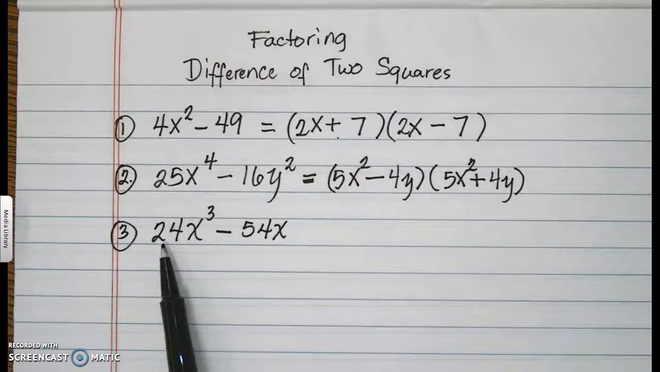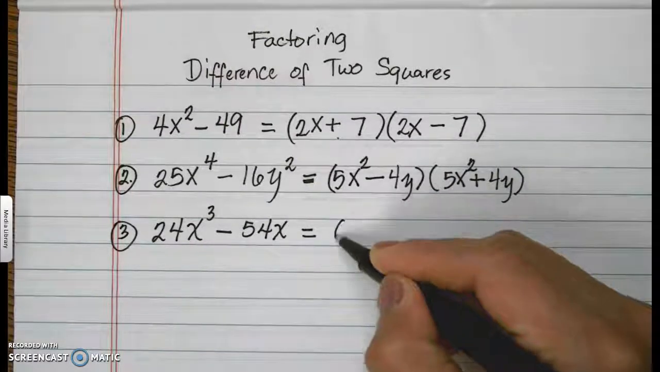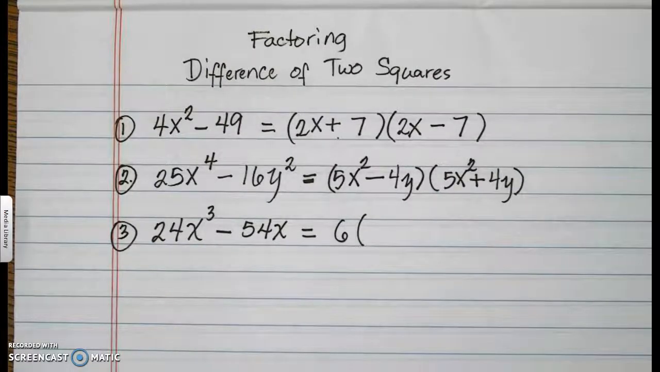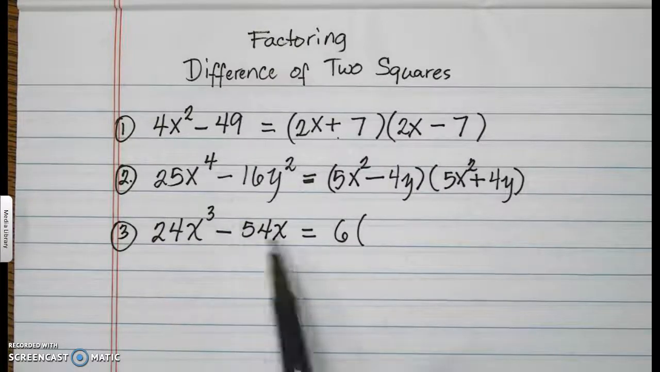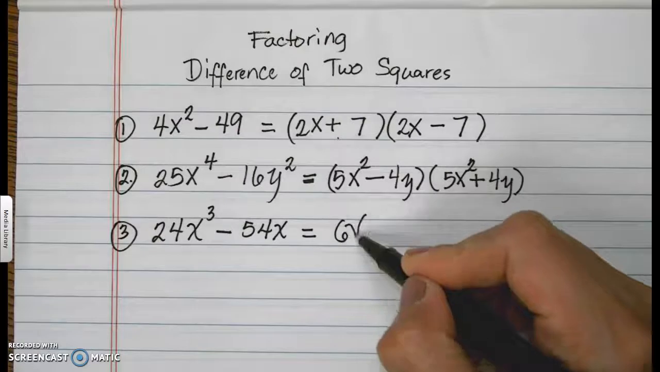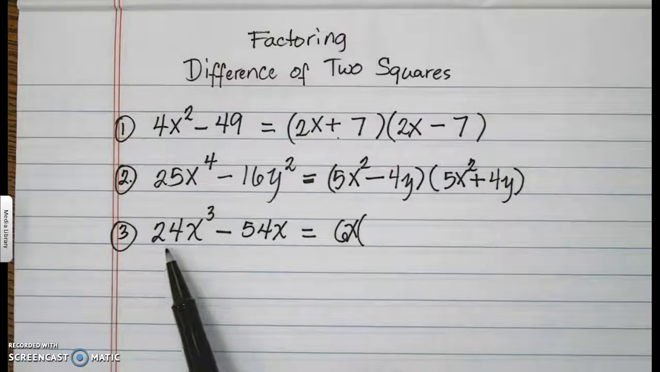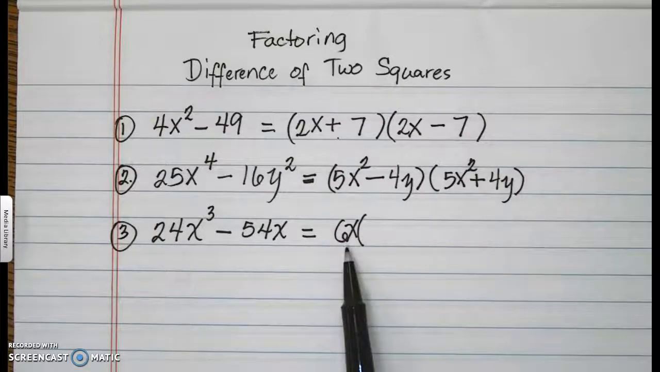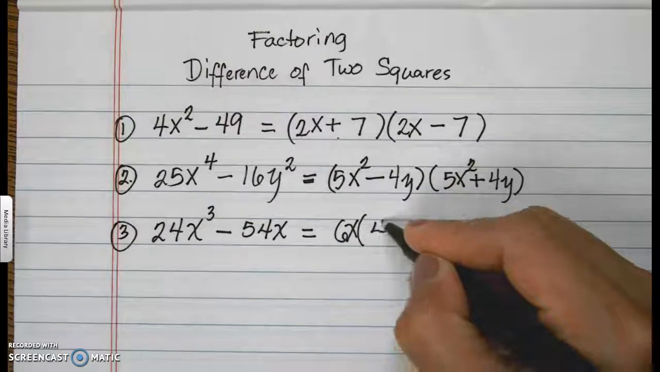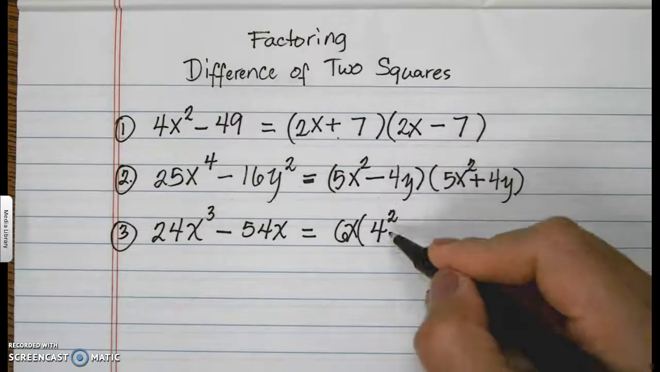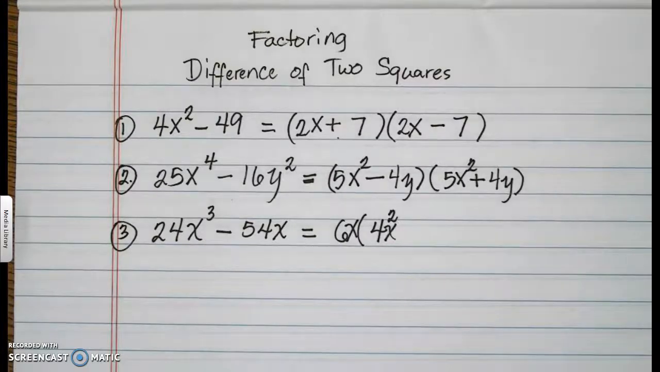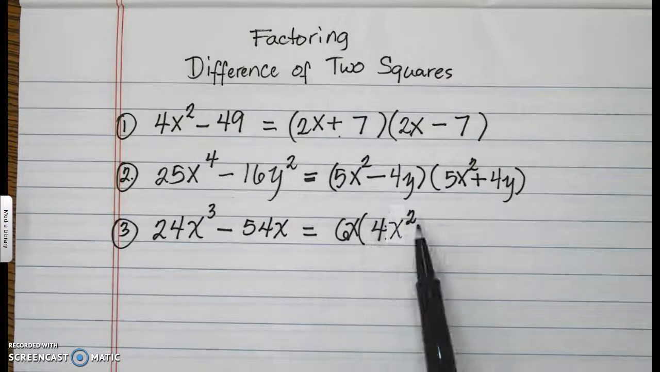I know that the greatest common factor of 24 and 54 is 6. So I can take out 6 right here. And between x to the third and x, the greatest common factor is x. So I'm taking out 6x on both sides. If I divide 24x to the third by 6x, it's going to give me 4x to the second power. I need to erase that. Okay, now it's fixed. 4x squared is what I meant.